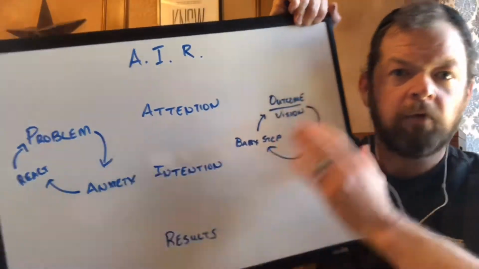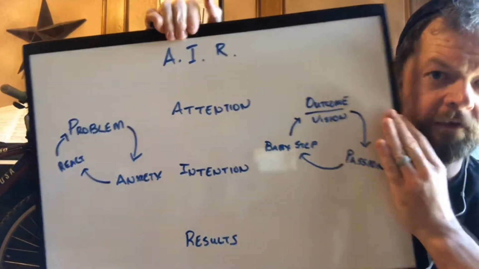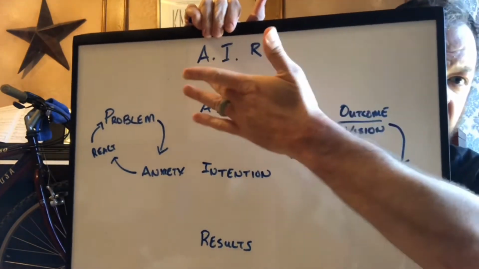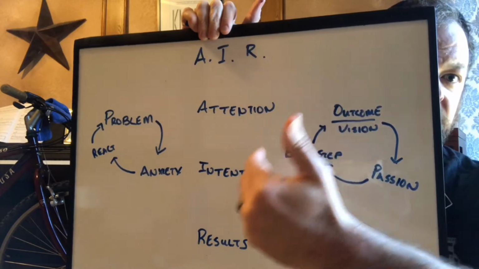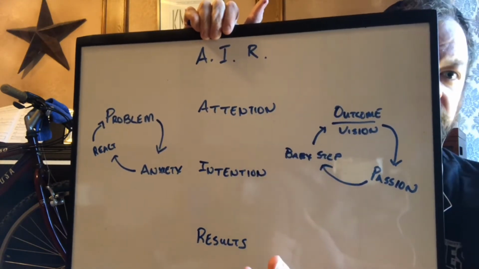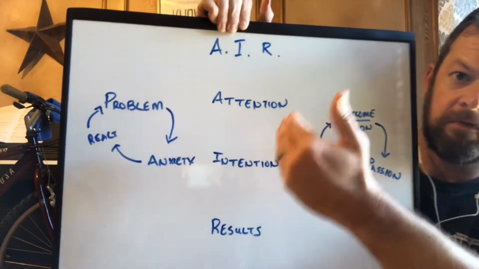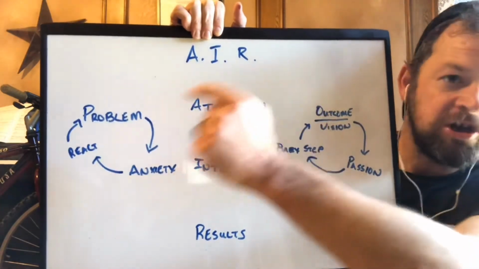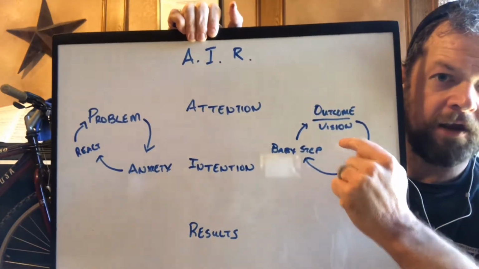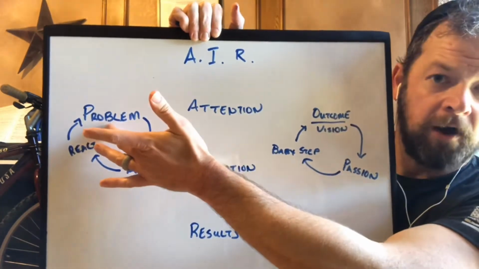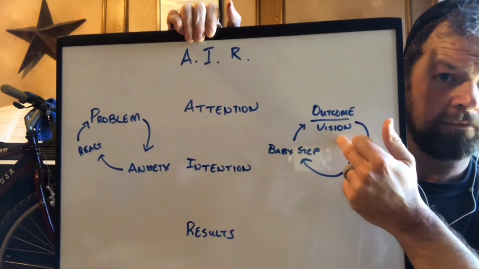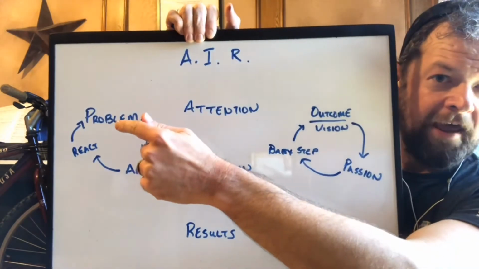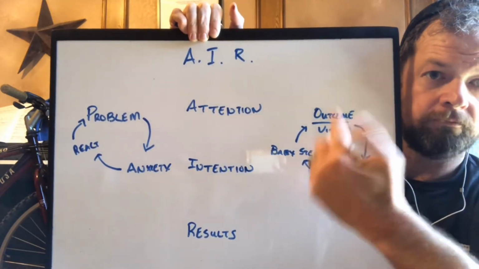That baby step takes us one little increment closer towards our outcome or our vision. Now we've looked at the two orientations, and let's consider what's in between them: the attention, the intention, and the results. The attention in both orientations is different. In one, the attention is on the problem. The other is the outcome. That's what we're fixating on. Problem, past, outcome, future. Where's our attention?